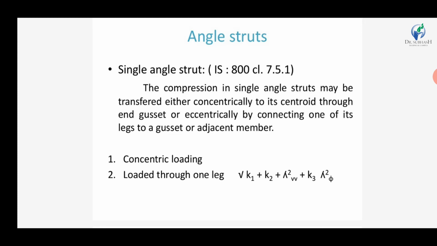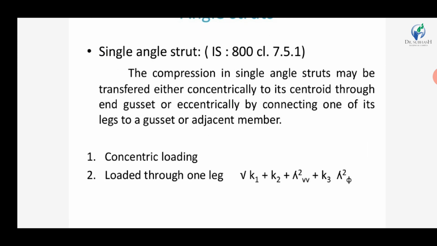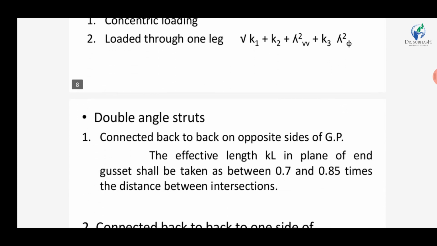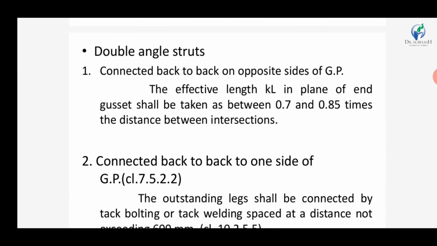The equation of lambda E is given in clause number 7.5.1.2. What is the equation? Lambda E is equal to the square root of K1 plus K2 lambda VV squared plus K3 lambda phi squared. In that equation, K1, K2, K3 are constants depending upon the end condition of the column. They are also given in a table. So K1, K2, K3 depend on the end condition of the column. Again, lambda VV and lambda phi are given in IS 800:2007.